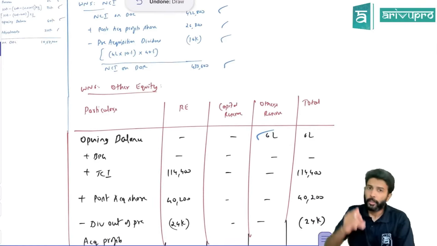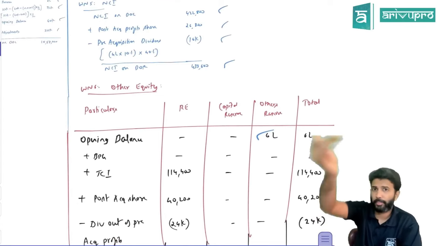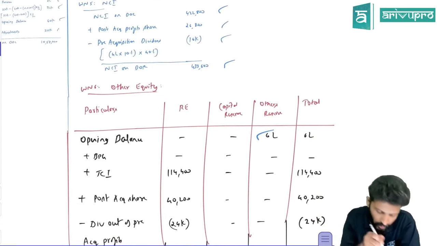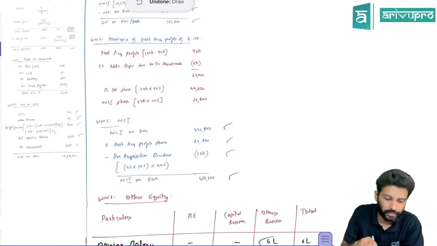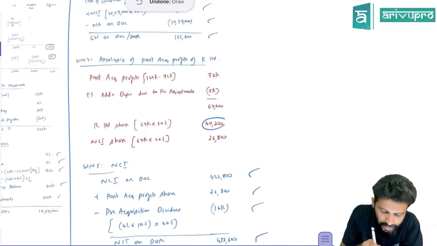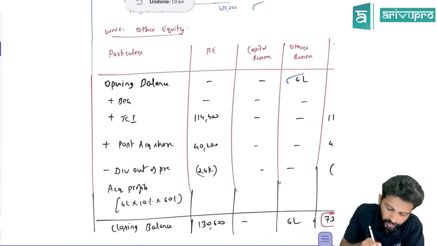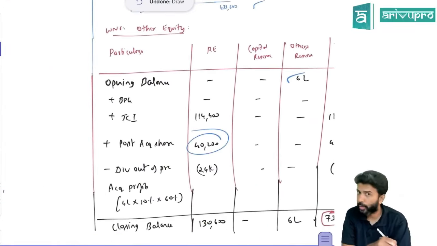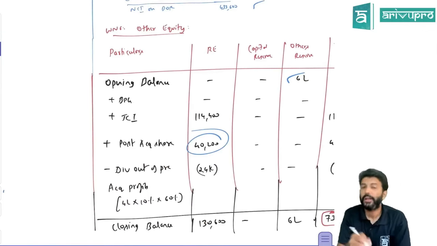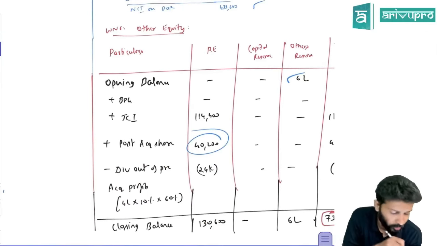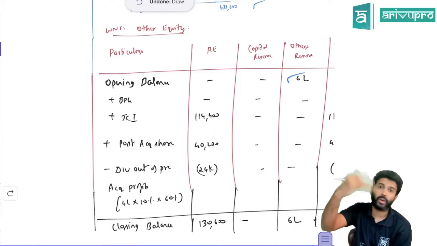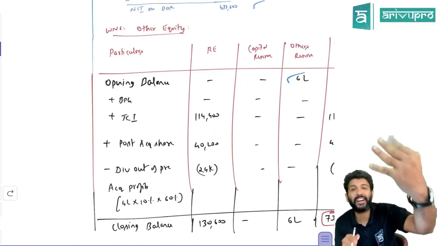And post-acquisition profit of NCI you already gave. Post-acquisition profit of the parent you also need to account. So the post-acquisition profit of the subsidiary company with the parent's share is 40,200. That will increase your retained earnings, which we have called out over here. Not only that, there was some pre-acquisition dividend. The pre-acquisition dividend you need to reduce over here. NCI's share of the pre-acquisition dividend we have already accounted. Total dividend declared is 40,000.